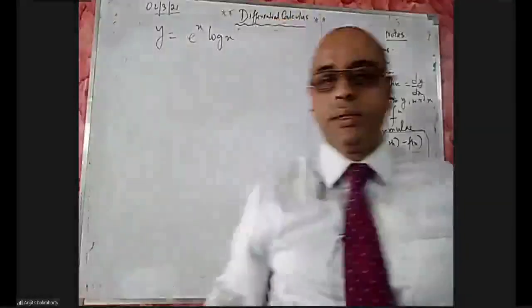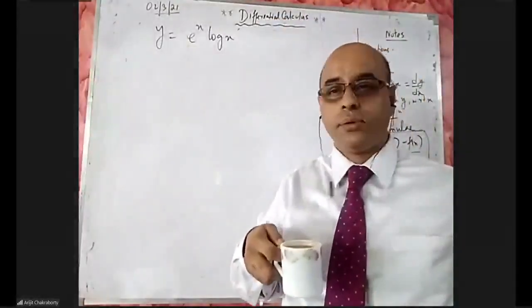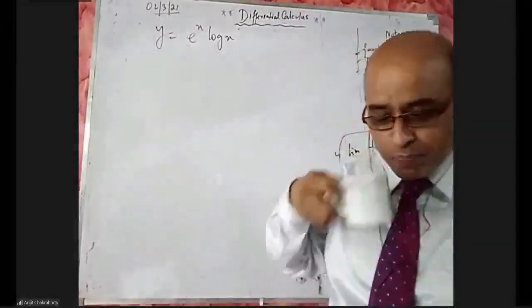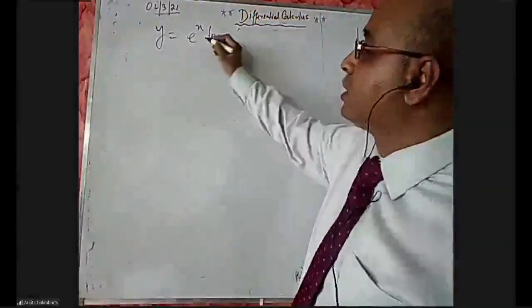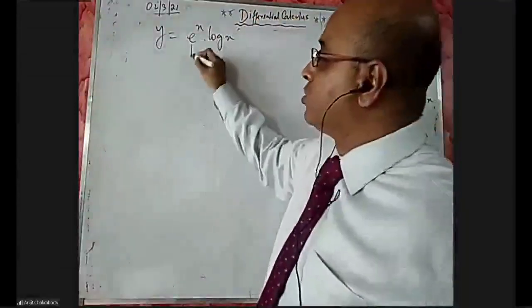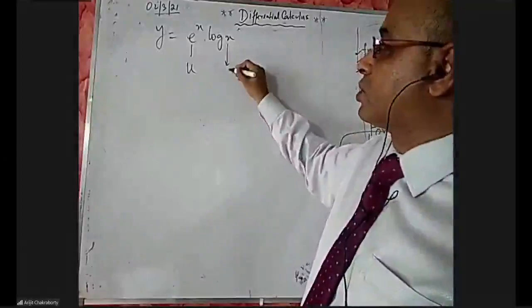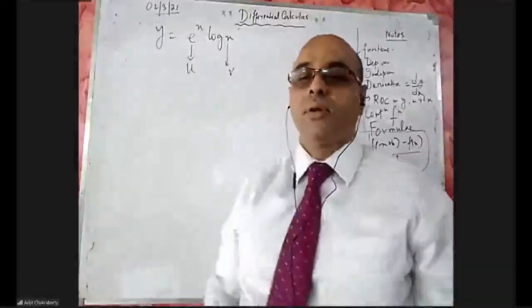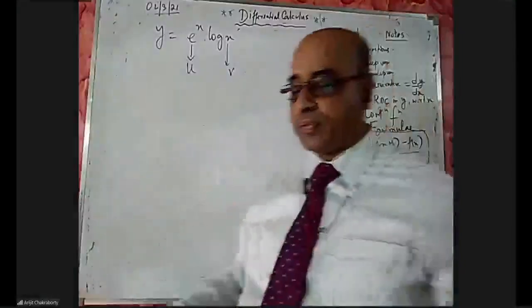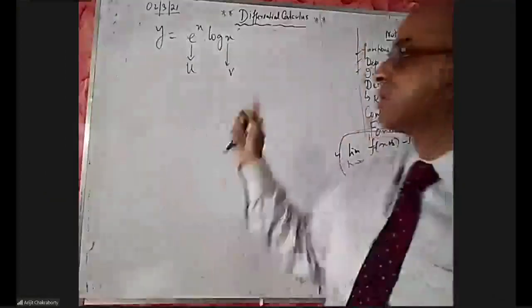Now just see, what is this question? Is it an addition rule? No. Is it a subtraction rule? No, it's a product rule. So e to the power x into log x. Here e to the power x is the first function u, and log x is the second function, which is v. As per our strategy, the first expression is kept out.